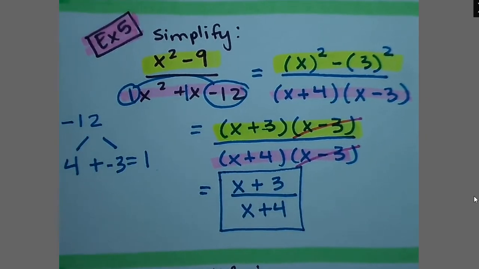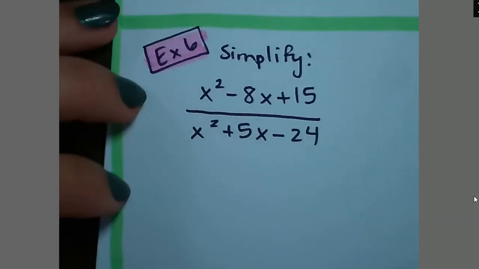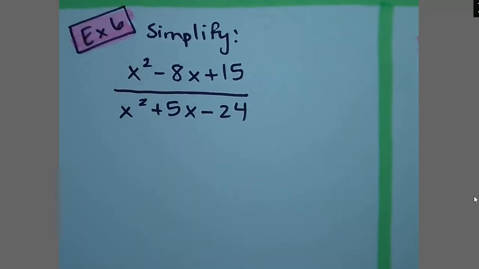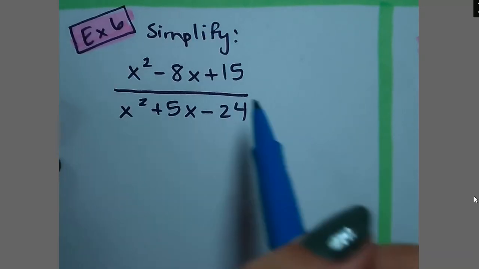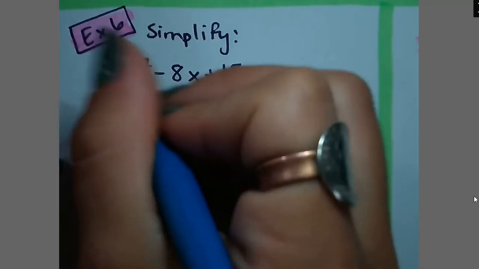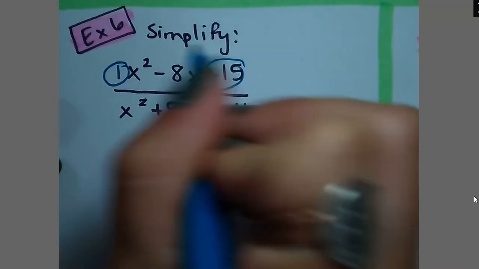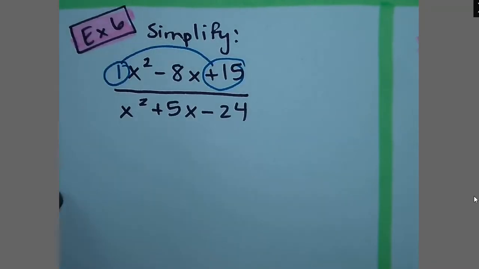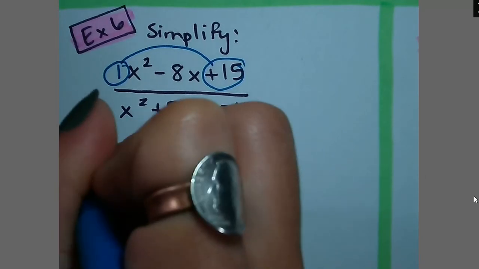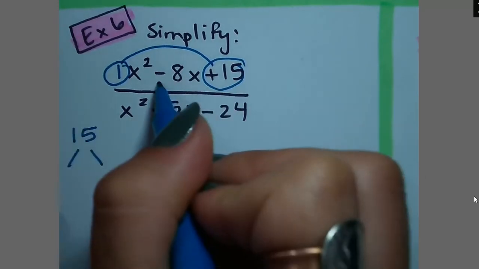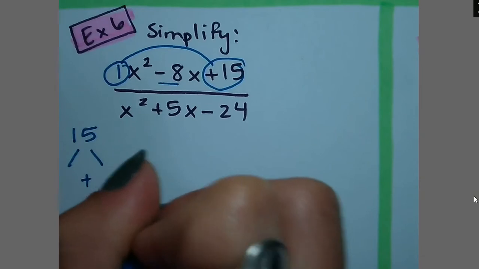So another example. Hopefully you're starting to see the pattern here. We're going to factor the top and bottom again. So this one we're actually going to have to do it twice. So I have a 1 in the front. That means this is going to be easy. And I'm doing 1 times 15. So I want two factors of 15 to add to give me -8.